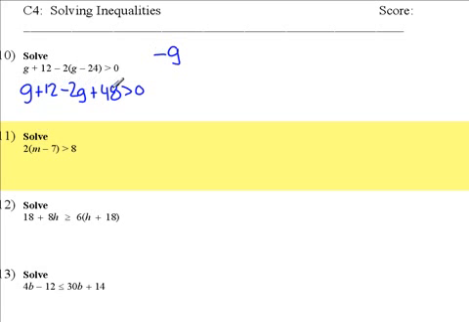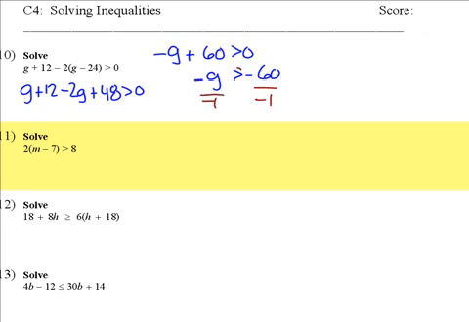12 plus 48 is 60. That's still greater than 0. Subtract that 60 from both sides. We've got negative g is greater than negative 60. This is a key step right here. We need to divide by a negative 1 to get positive g.